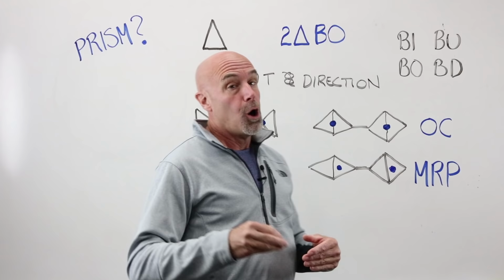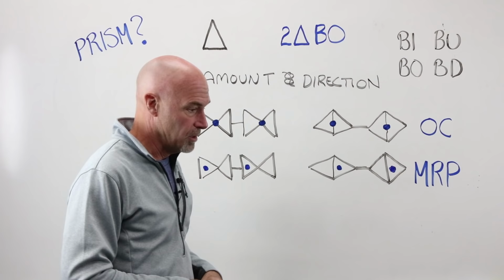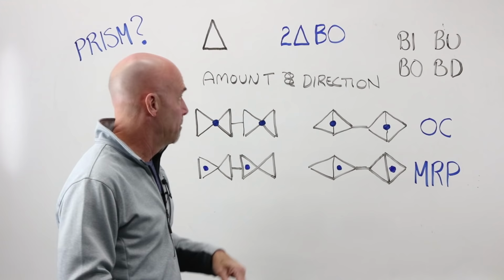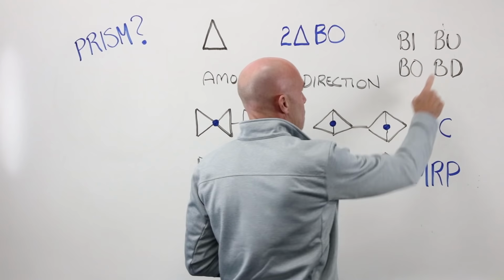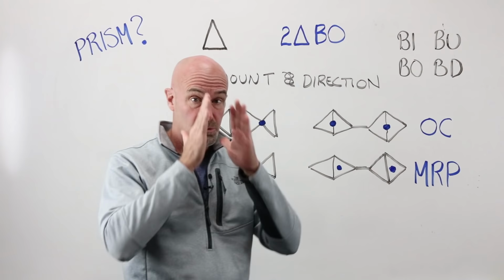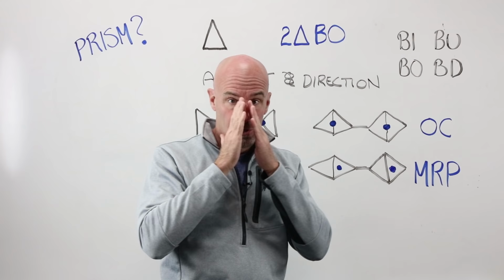Prism will always come with an amount and a direction. There's no such thing as an amount without a direction or a direction without an amount. As an instance, 2 diopters base out. The Bs: BI base in, BO base out, BU base up, BD base down. What is that related to? To your schnoz, to your nose, to your beak. Pair of glasses, nose, up, down, in, out.